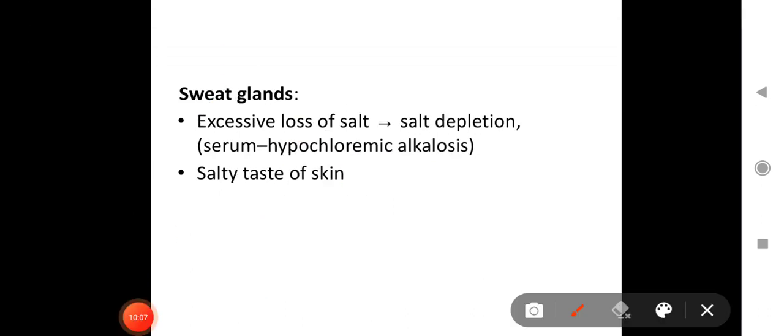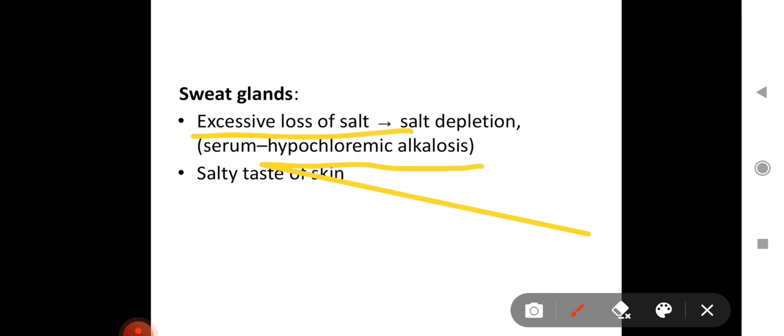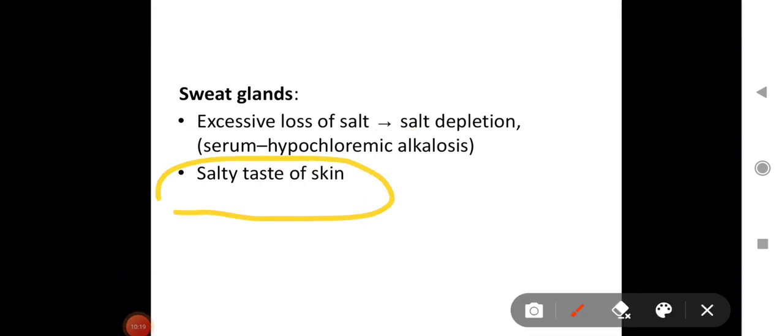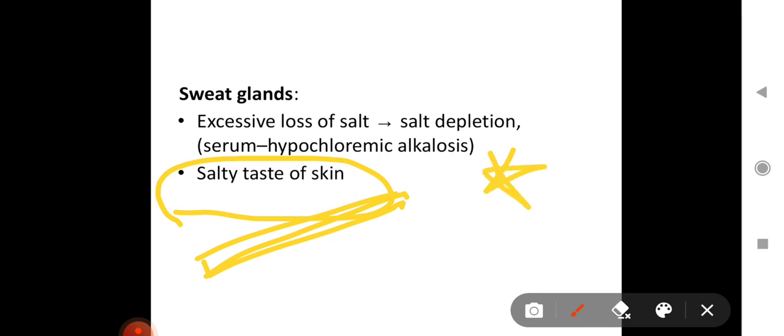Sweat glands: excessive loss of salt may lead to salt depletion, and the serum of these patients shows hypochloremic alkalosis. And the taste of skin of these patients, if you kiss a baby with cystic fibrosis, he or she may taste salty. So there is excessive loss of salt and salt depletion via sweat glands, so in the serum of this patient hypochloremic alkalosis is seen.